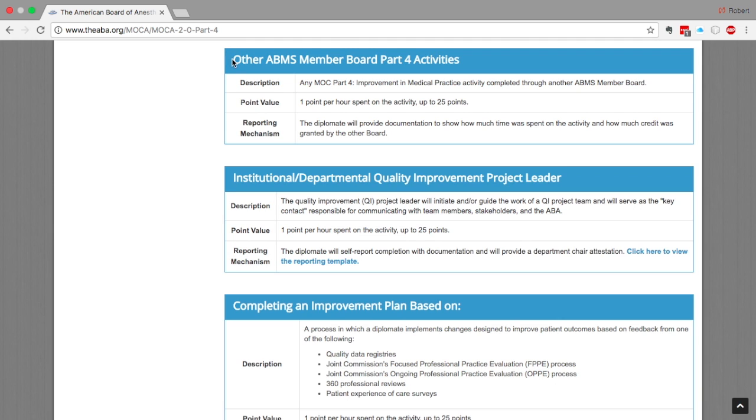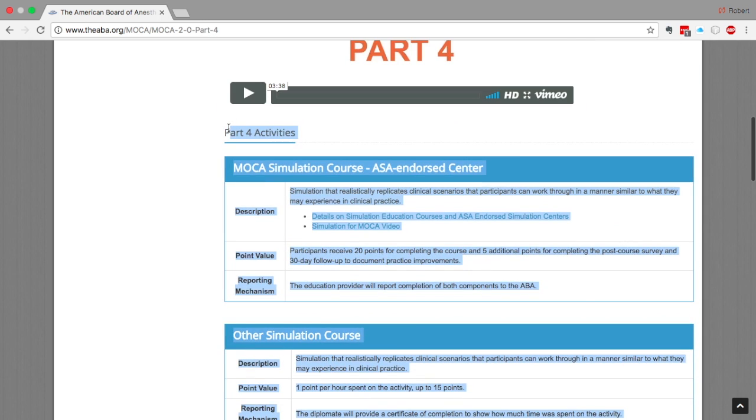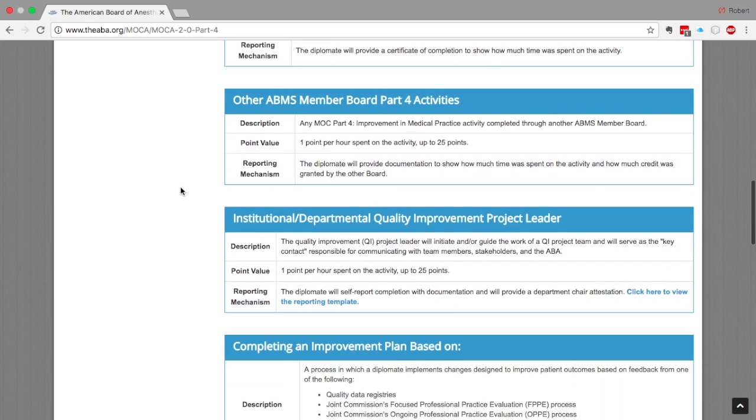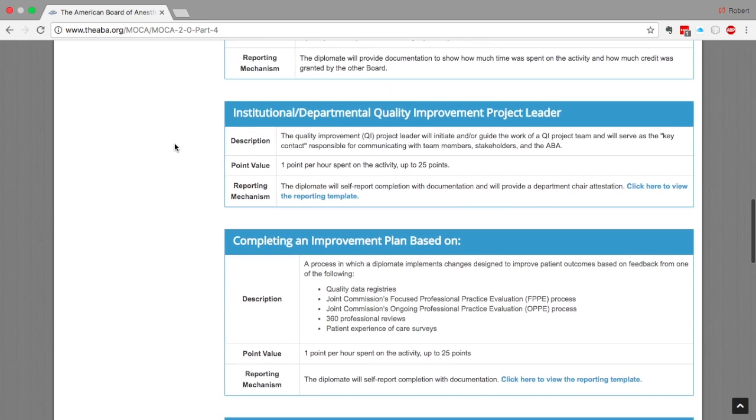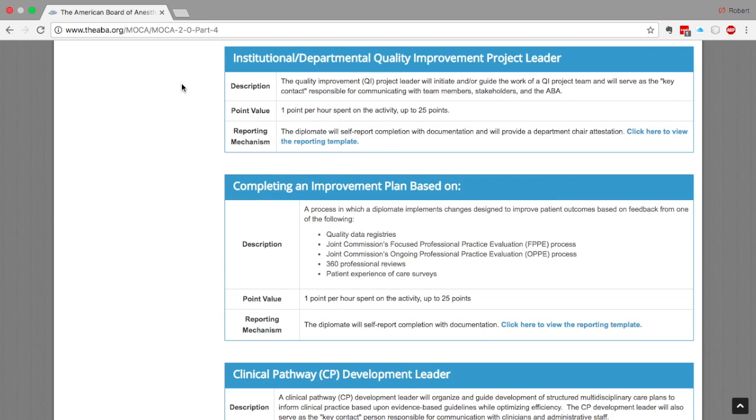This is probably here, I would guess, for people that are dual certified. So say you have certification in anesthesia and internal medicine or something like that, you want to do the Part 4 from the American Board of Internal Medicine to maintain your medicine certification, then that will also count for your anesthesia boards as well. You can be involved in a QI project as a leader.